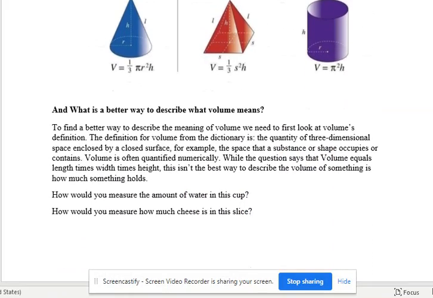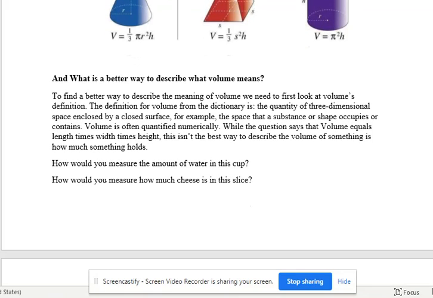And what is a better way to describe what volume means? To find a better way to describe the meaning of volume, we need to first look at volume's definition. The definition for volume from the dictionary is the quantity of three-dimensional space enclosed by a closed surface. For example, the space that a substance or shape occupies or contains. Volume is often quantified numerically. While the question says that volume equals length times width times height, this isn't the best way to describe what the volume of something is and how much something holds.